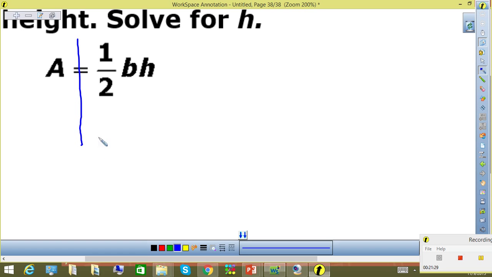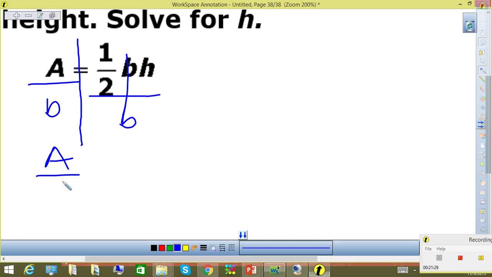I'm going to get started just for the sake of time. So I need to leave H by itself. First, I'm going to get rid of the letter next to it, the B. So I'm going to divide by B, divide by B. I'm left with A over B equals 1/2 H. Are we there so far?